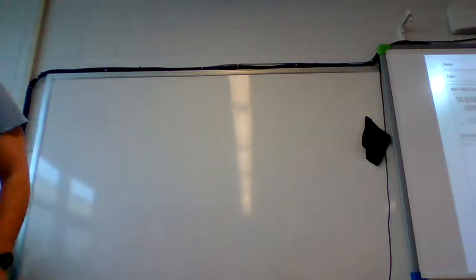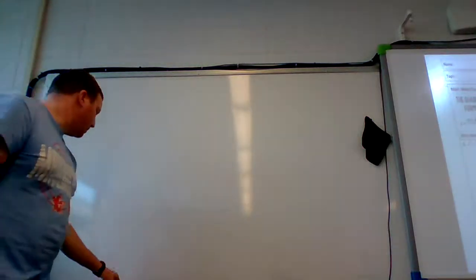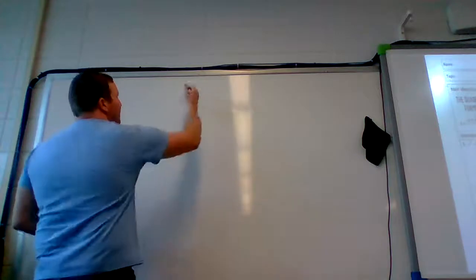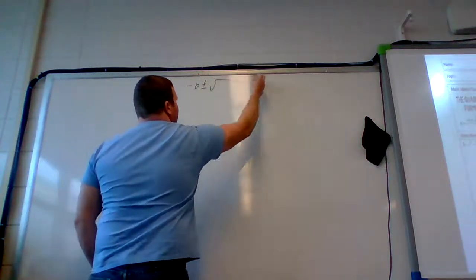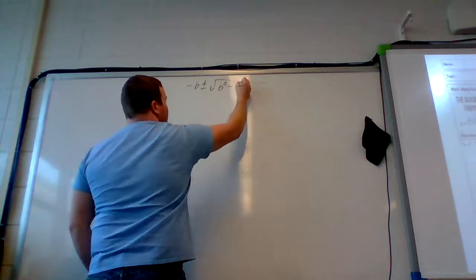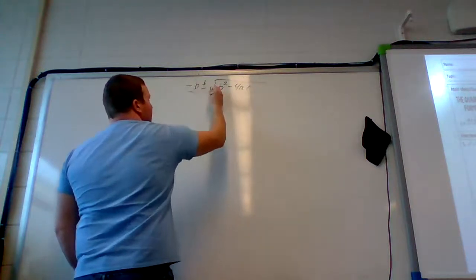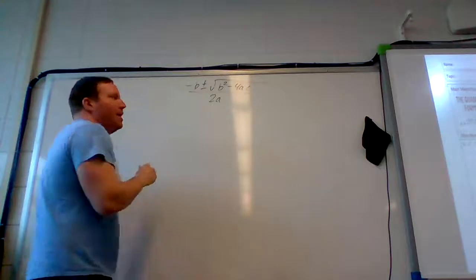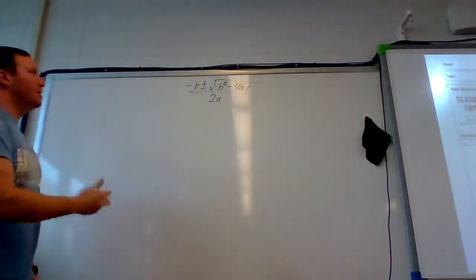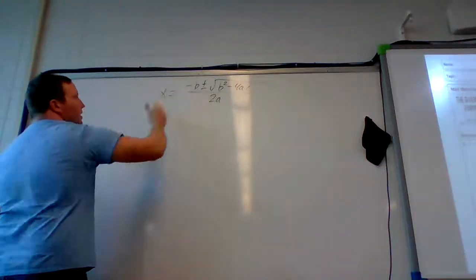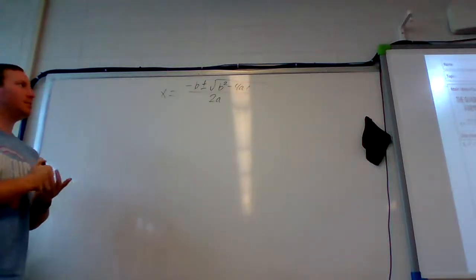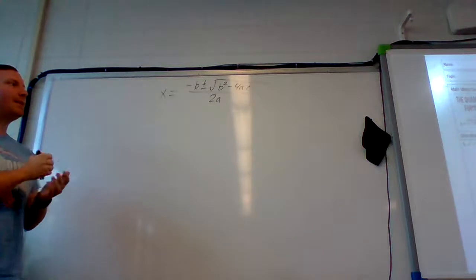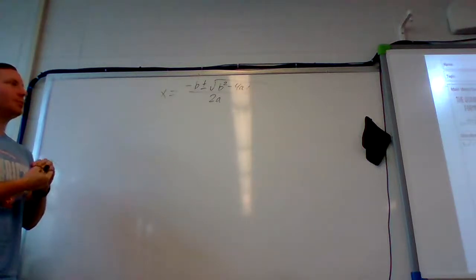Today, again, we're looking at the quadratic formula. The quadratic formula is negative b plus or minus the square root of b squared minus 4ac, all over 2a. And the way we use that is it allows us to solve for our x values of any quadratic that we're working with.